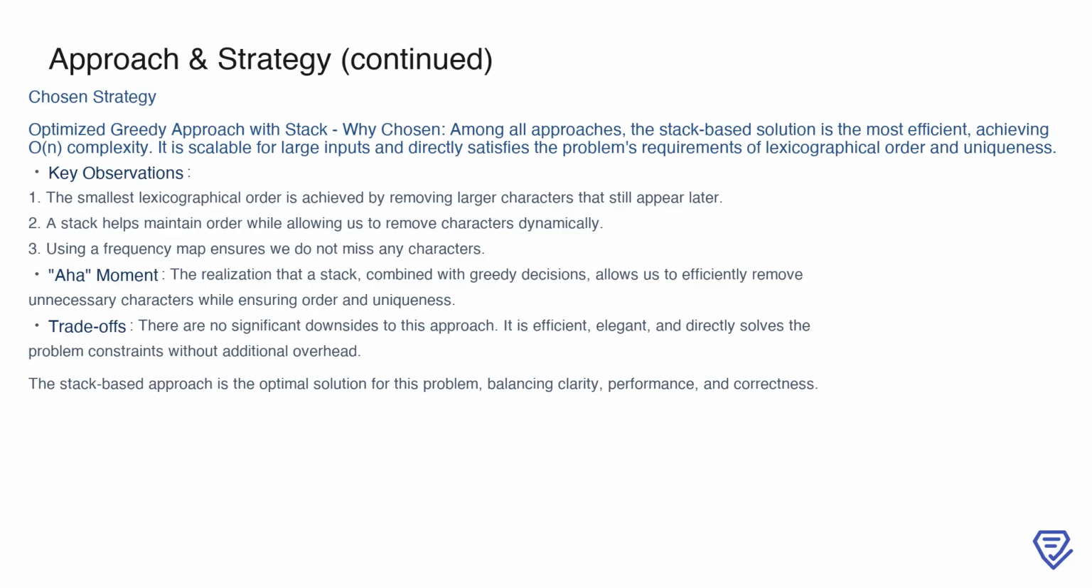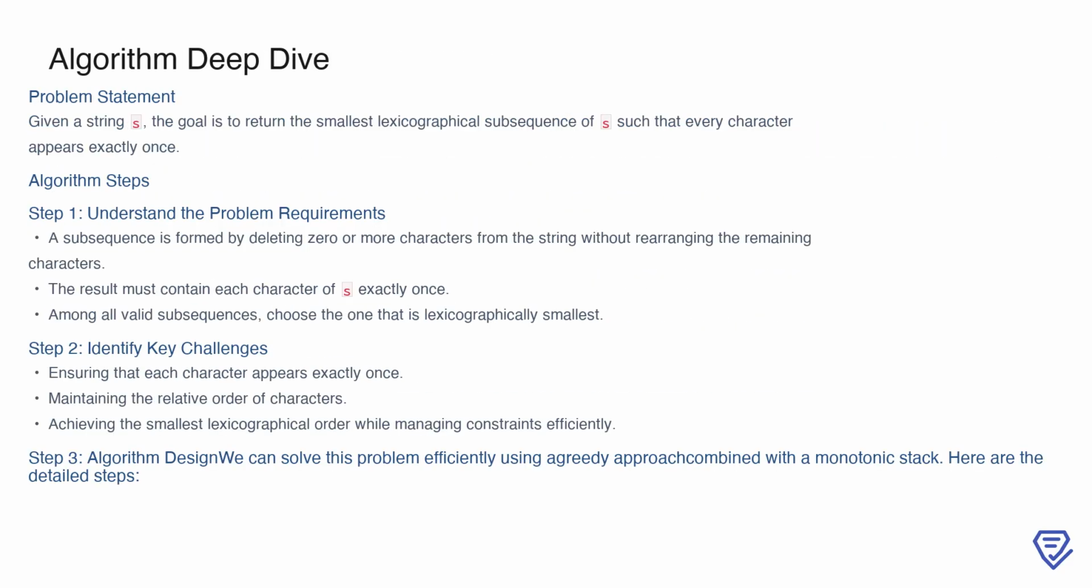This approach stands out as the optimal solution, addressing all requirements in a clean and intuitive manner, with no significant trade-offs to efficiency or clarity. To solve the problem, we need to construct the smallest lexicographical subsequence of a given string S such that each character appears exactly once. A subsequence, remember, is formed by deleting 0 or more characters from the string without rearranging the order of the remaining characters.